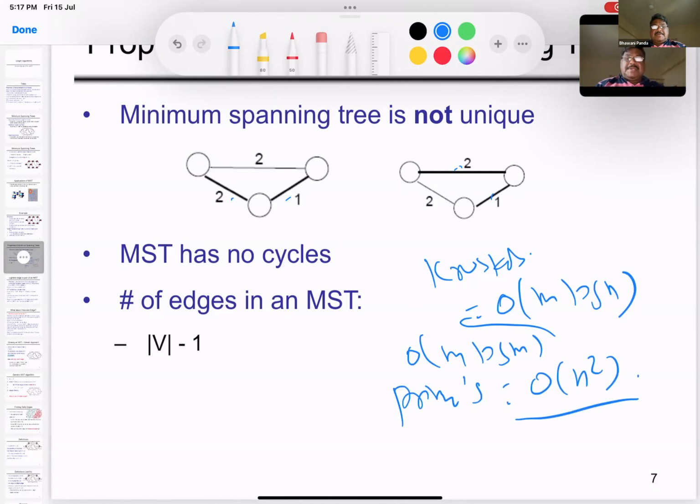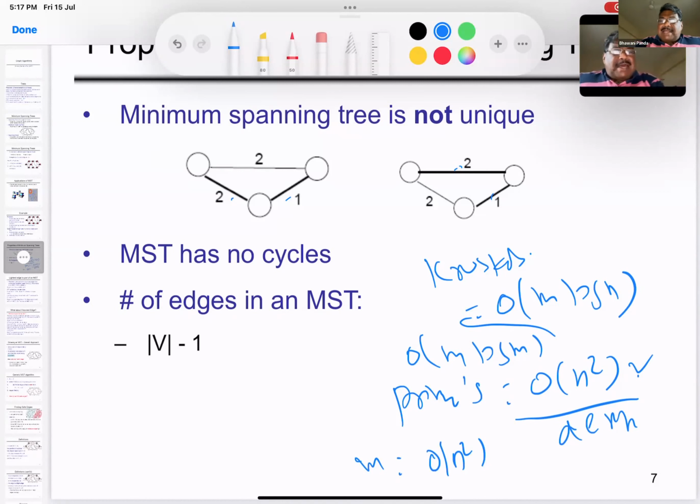If you use a heap, you can slightly decrease it. But if you use only an array, it will be order of N square. With a heap there are further implementations, a better data structure. But even if you take this simple thing, which one will be better for dense graphs? Prim's will be better for dense. Dense means M is equal to order of N square, so the number of edges is large. Then Kruskal will be N square log N, so Kruskal will be worse than Prim's, right?